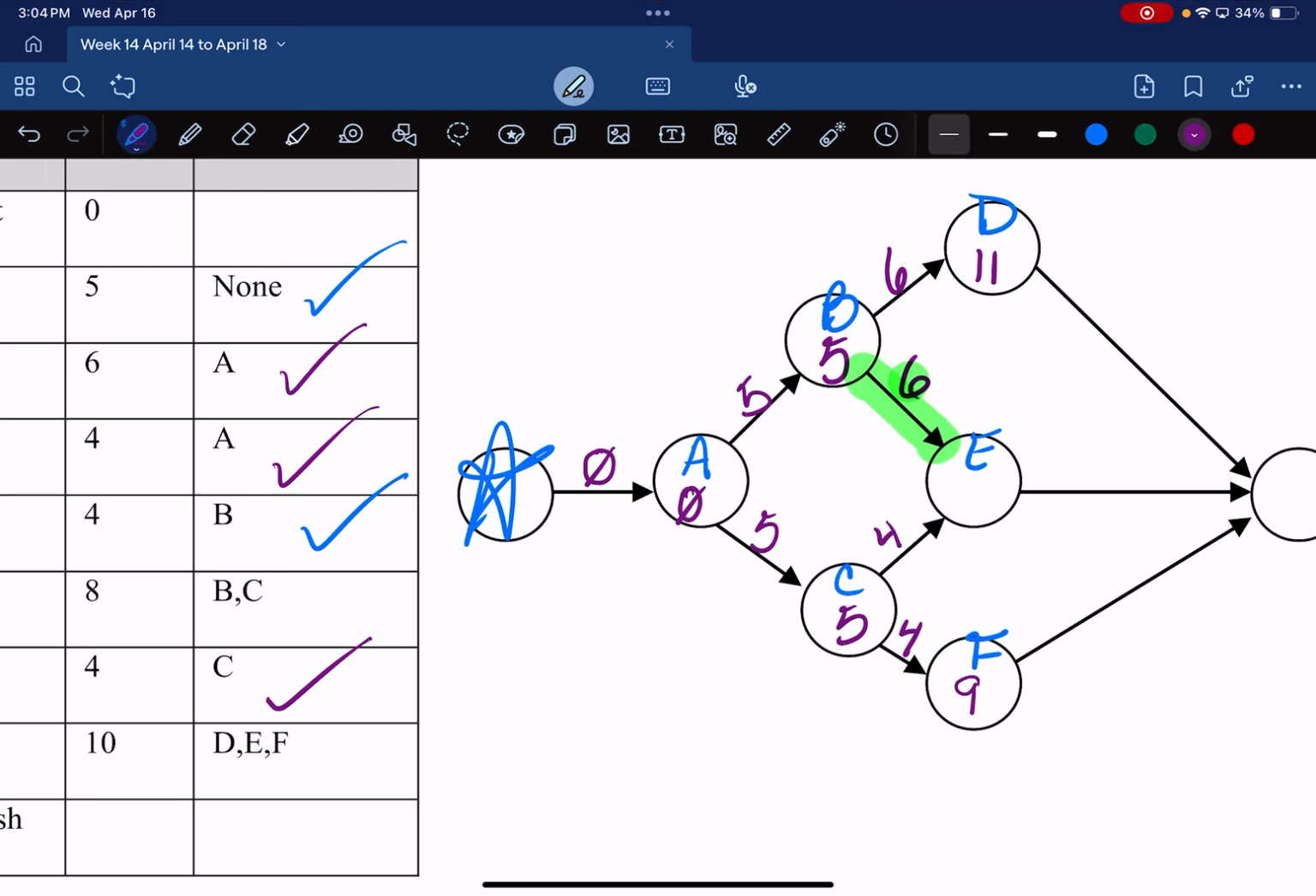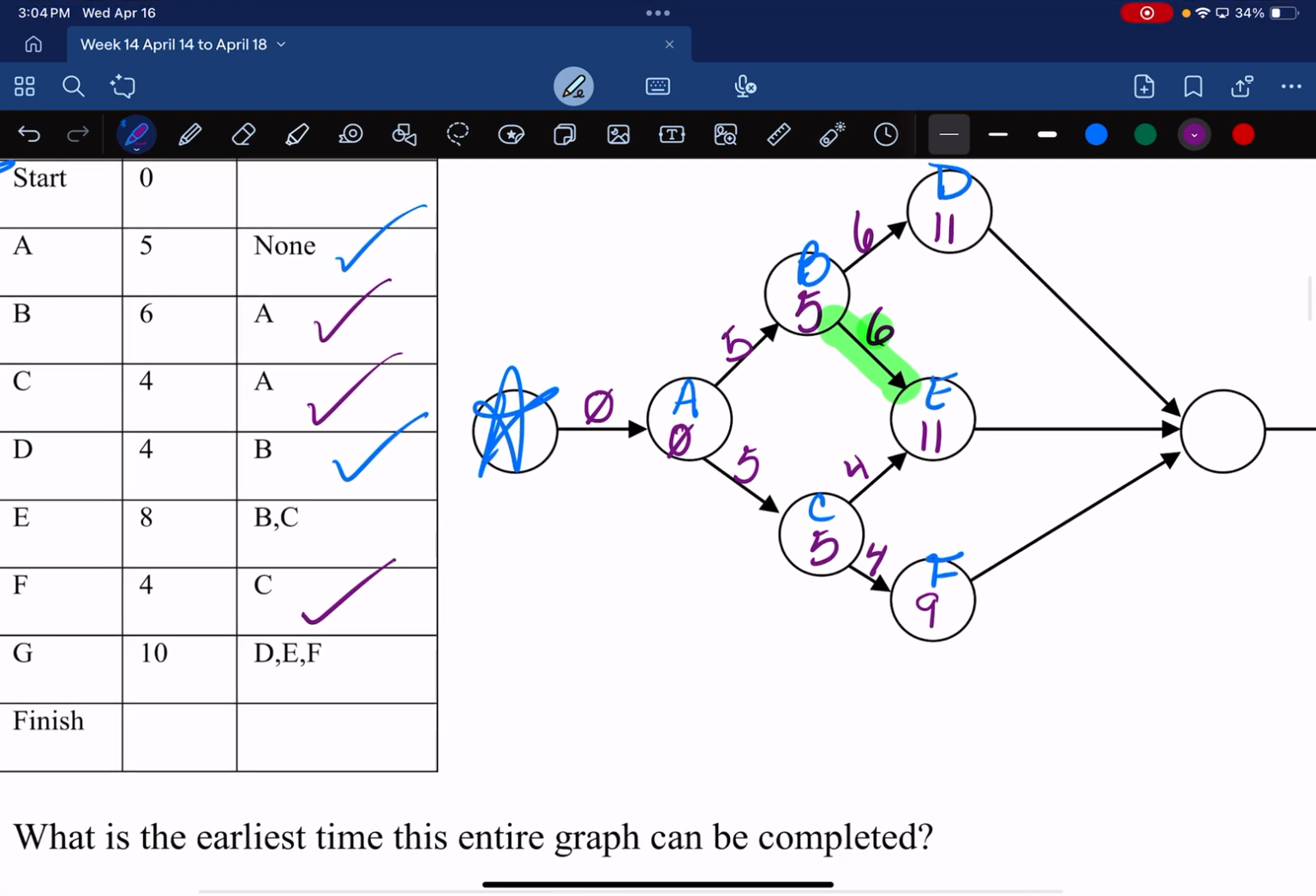So how long do E's parents have to wait? Well, we're going to look, and you always pick the bigger time, which is 6. So 5 plus 6 is 11. Now, I know people are going to be like, what? That doesn't make sense. So let's go ahead and 5, 11.